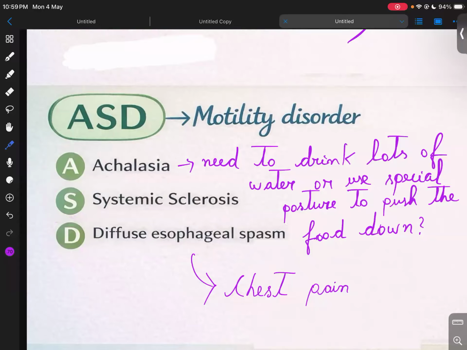How can I differentiate acute coronary syndrome and esophageal spasm? Okay, so diffuse spasm will have motility disorder.